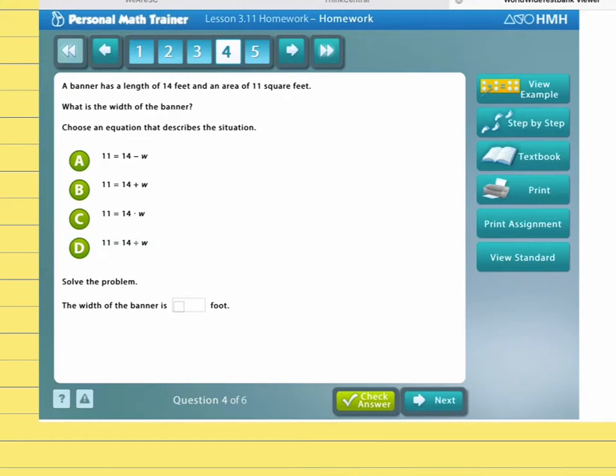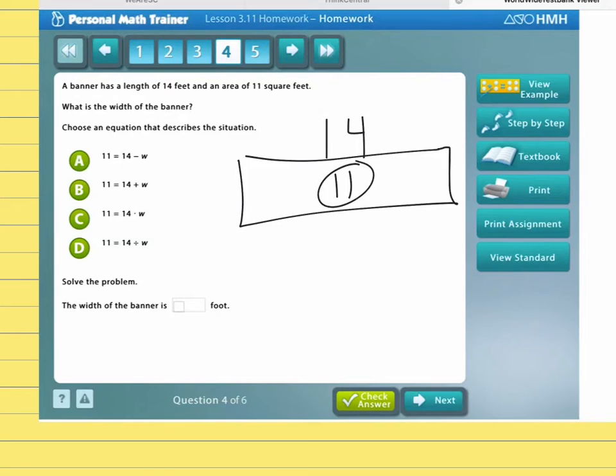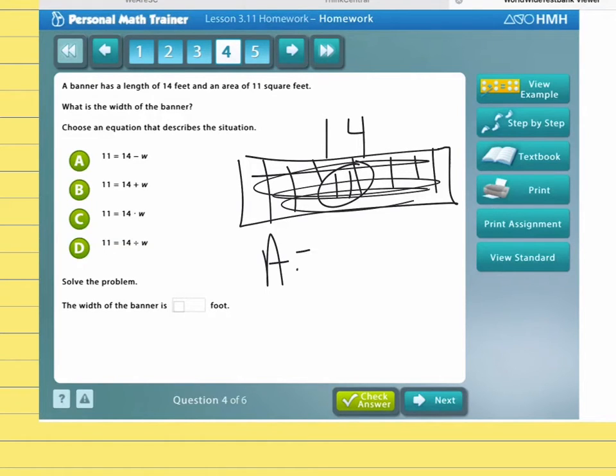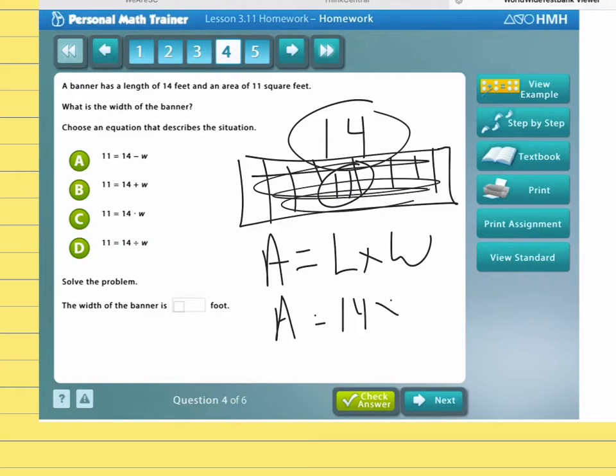Let's unpack number 4. There's a banner that has a length of 14, so let's always draw this. So the length is 14, and it has an area of 11. That means the total amount of square feet inside this is 11. You know that area equals length times width. So you know the length is 14, so area equals 14 times width, and the area is 11. So 11 equals 14 times W. So what is W here?